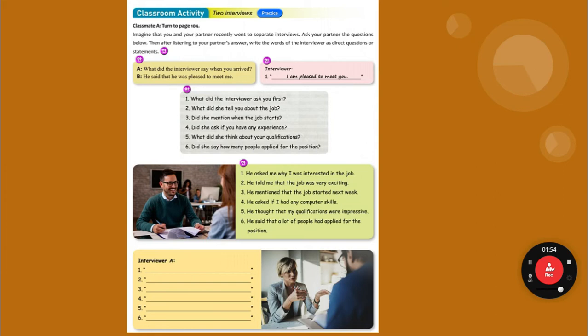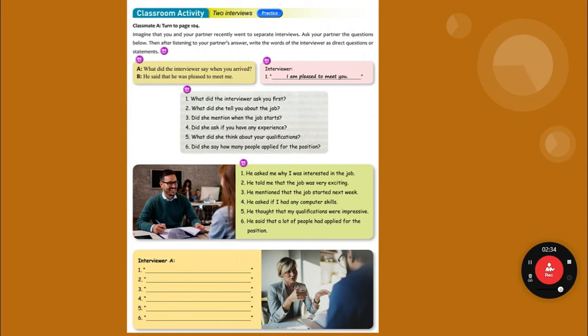What did he think about your qualifications? He thought that my qualifications were impressive. Qualifications are the things that you're able to do, like computer skills or being able to learn Google or Microsoft programs like Word or Excel. Or if you're in fashion design, can you create a dress? Can you create a jacket? What are your skills? Okay. Your qualifications are your skills. Impressive means really good, awesome, right?